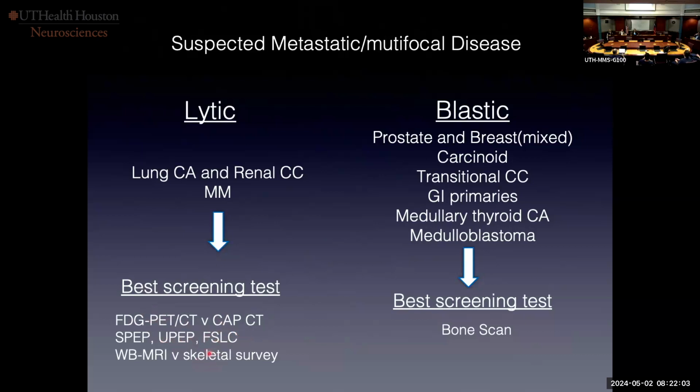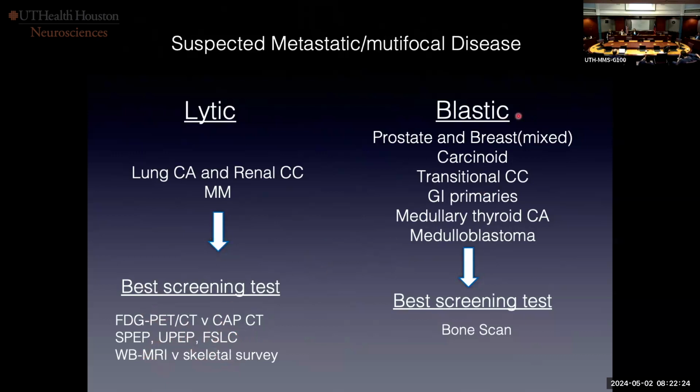MD Anderson, until recently, was doing skeletal survey, which is like a lateral skull radiograph and x-rays of your long bones. And needless to say, you need like 50% bone destruction to show up on plain film. So that's not very good. Whole body MRI is now taking over, and I'm sure they probably already switched. Blastic lesion.